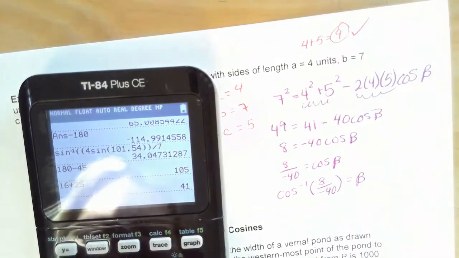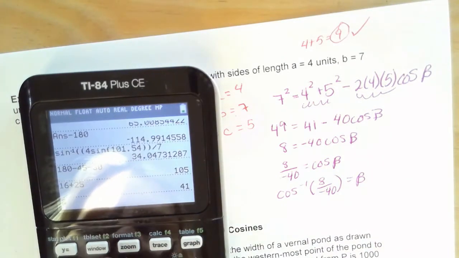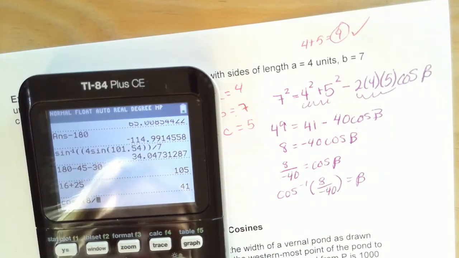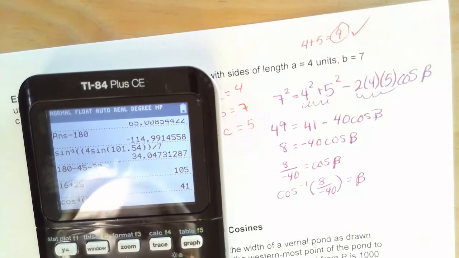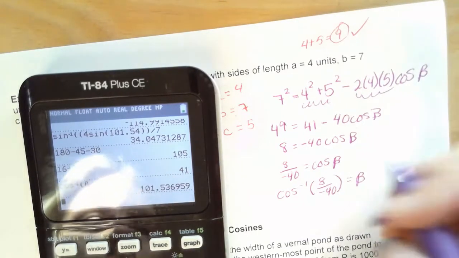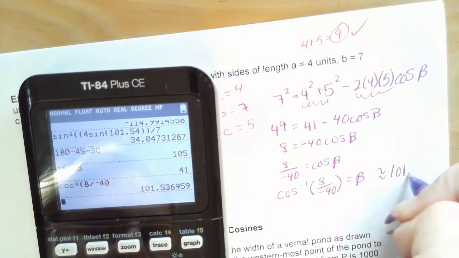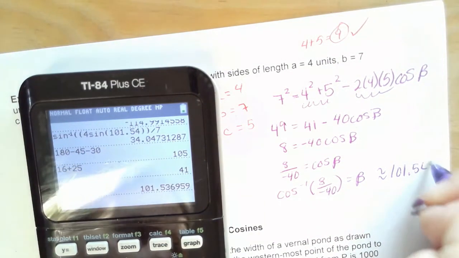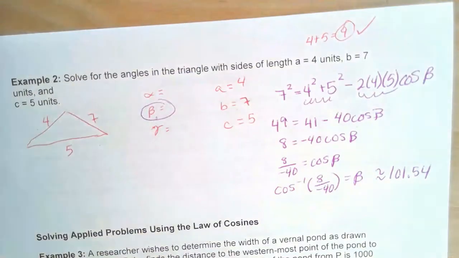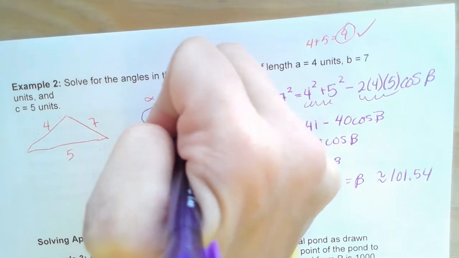So let's see what that is. Let's make sure I'm in degree. I am. So inverse cosine of 8 over negative 40 equals, there we go. So beta is approximately 101.54. Awesome. Which makes sense because it's the largest side, so I expect it to be pretty big.